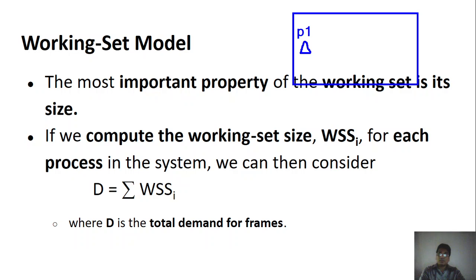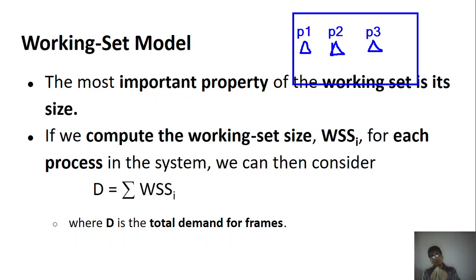If it knows it, somehow it knows that 10 pages are required for process 2. It also knows how many pages, that is the working set delta, are required for process 3. What do I mean by saying how many pages are required? What is the locality? That's the idea.